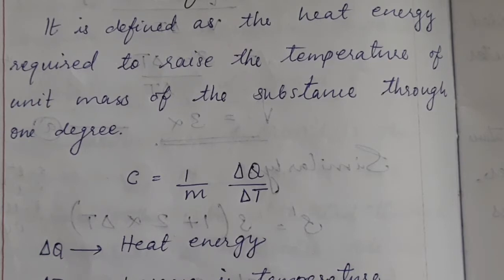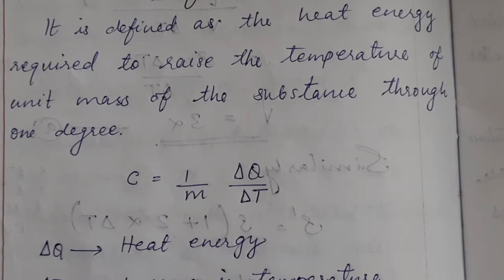So you take any amount of matter, a given amount of matter. The heat energy required to raise its temperature by 1 degree is called heat capacity. It can be any amount. So heat capacity is the amount of heat energy required to raise the temperature of a given mass of a substance through 1 degree.